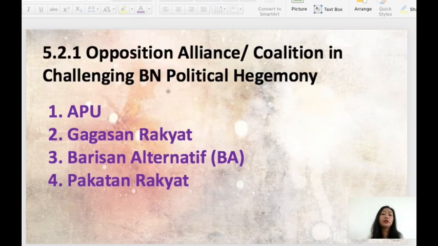Okay, now move on to 5.2.1, opposition alliance or coalition in challenging BN political hegemony. So we're going to look at each of the coalitions, yeah? The first one, APU. What is APU? You'll see later. Second, Gagasan Rakyat. The third one, Barisan Alternatif or BA. And fourth, Pakatan Rakyat. So Barisan Alternatif and Pakatan Rakyat are the most popular ones, yeah?